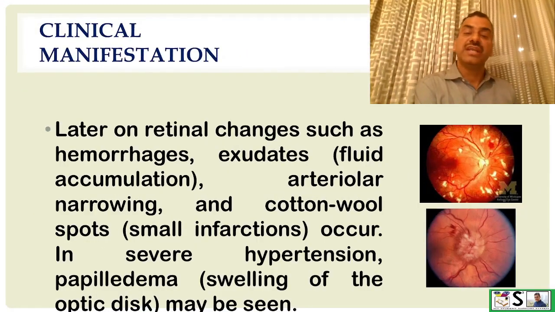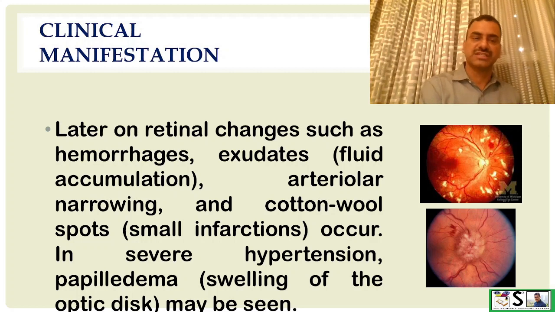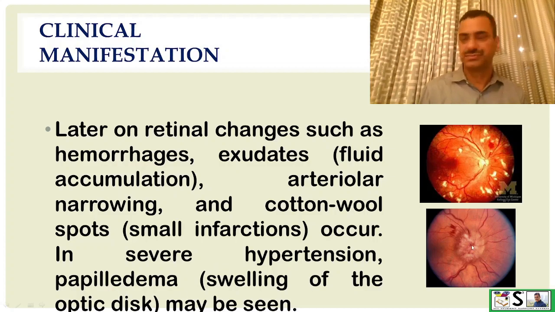Later, retinal changes may occur, such as hemorrhage, exudate, arteriolar narrowing, and cotton wool spots in the eye when we check the retina. And in severe hypertension, there will be papilledema, means swelling of the optic disc like this.